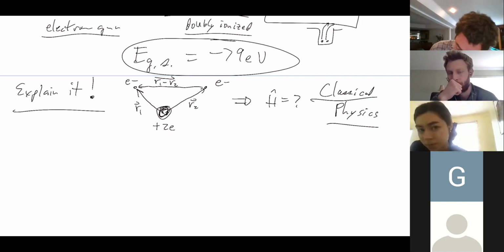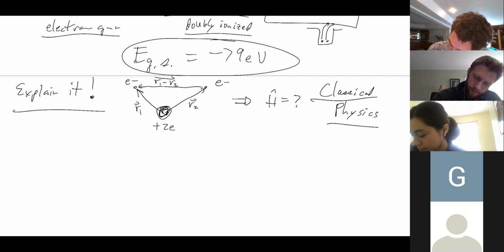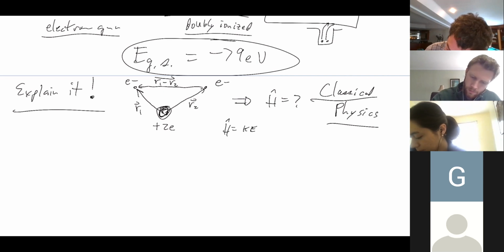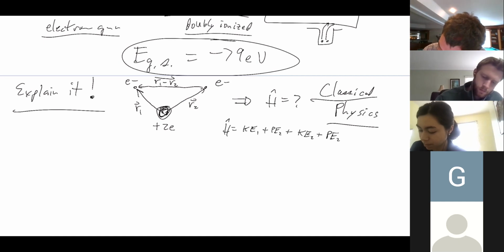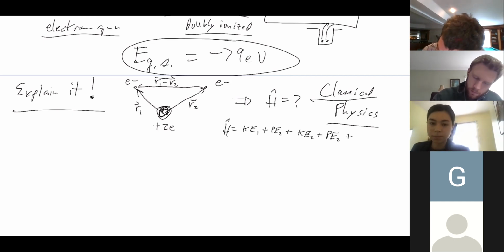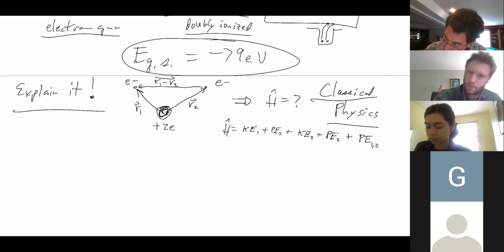Okay, but you're pretty good at classical physics, and so you say, all right, I know that the Hamiltonian is going to be equal to the kinetic energy of electron 1 plus the potential energy of electron 1 plus the kinetic energy of electron 2 plus the potential energy of electron 2 plus the potential energy which occurs because of the interaction between electron 1 and electron 2. All right, and that's purely classical. That's just the energy.